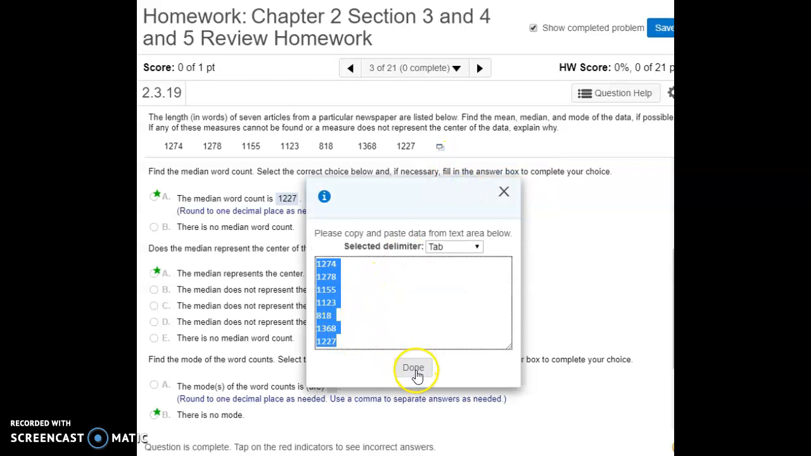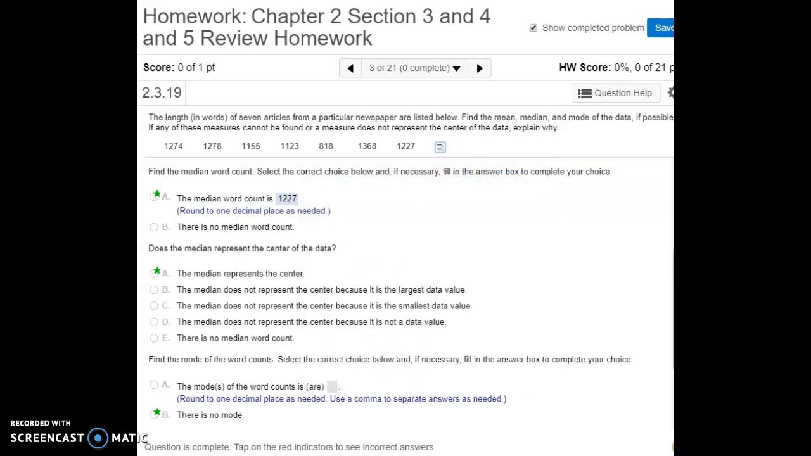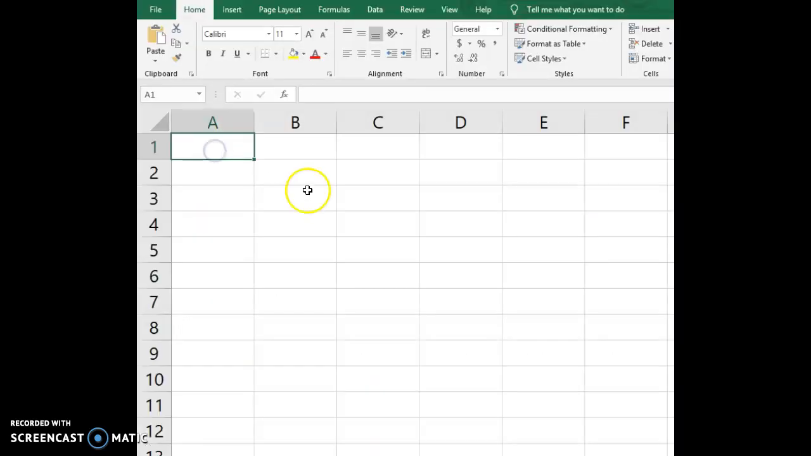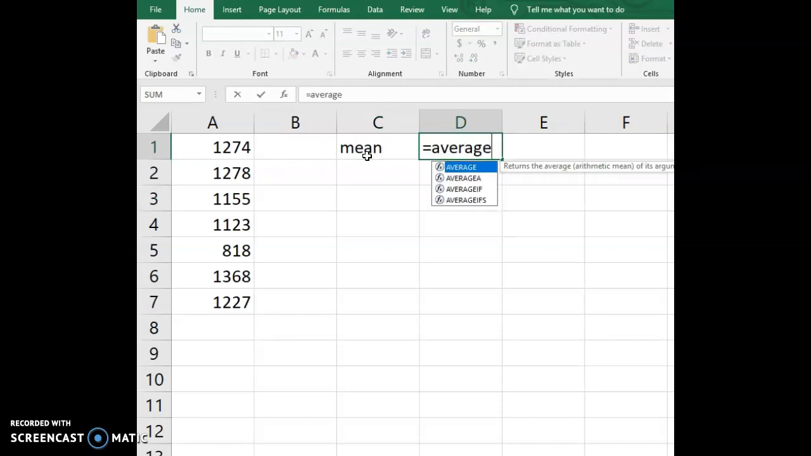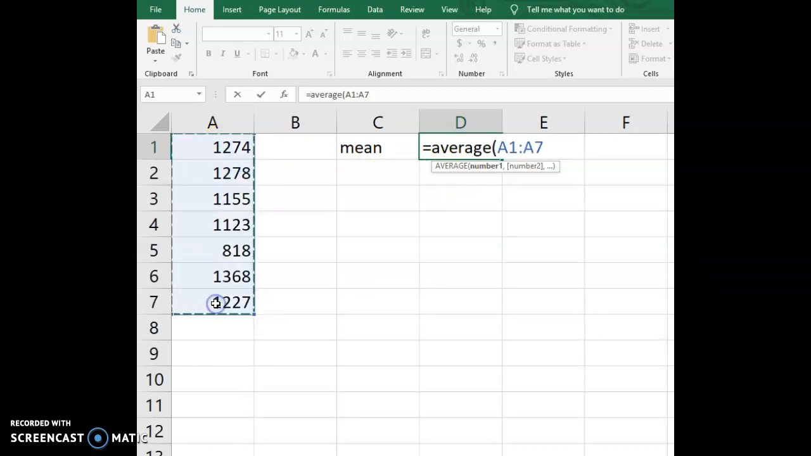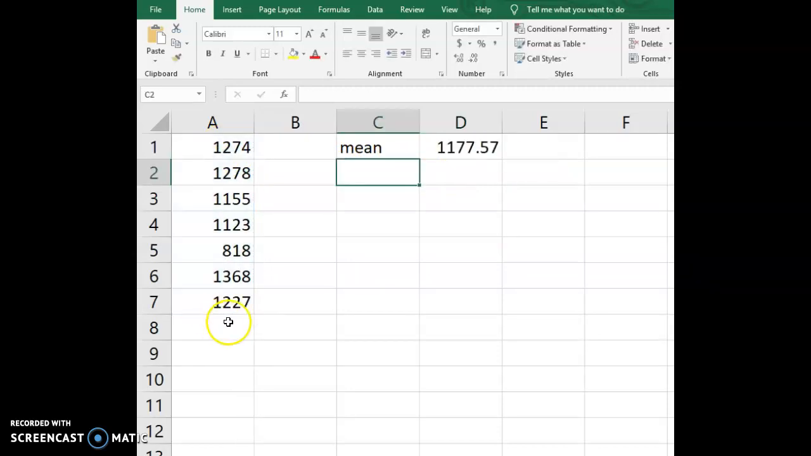So I'm going to Control-C to copy, and then I'm going to come over to Excel. And in Excel, Control-V to paste my data. So the mean, you would want to add up all the data values and divide by how many there are. Or in Excel, you can type equals average, open your parentheses, select the data, close the parentheses. Excel will add them all up and divide by how many there are to get the mean.